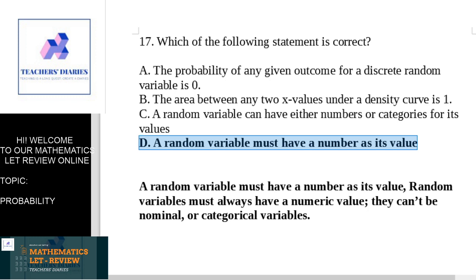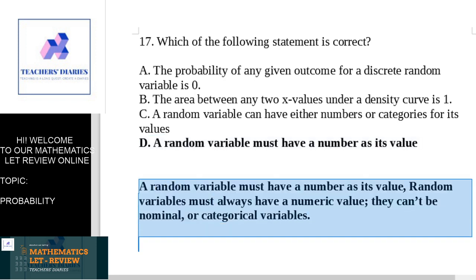A random variable must have a number as its value. This is the explanation: random variables must always have a numeric value. They can't be nominal or categorical variables. Okay, so the answer will be letter D.